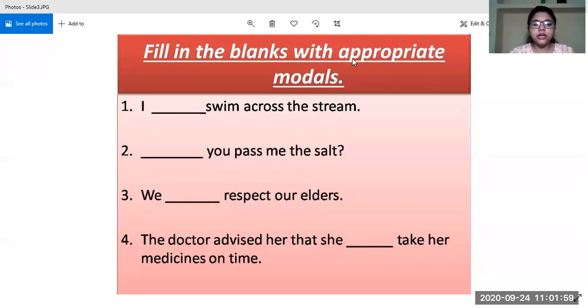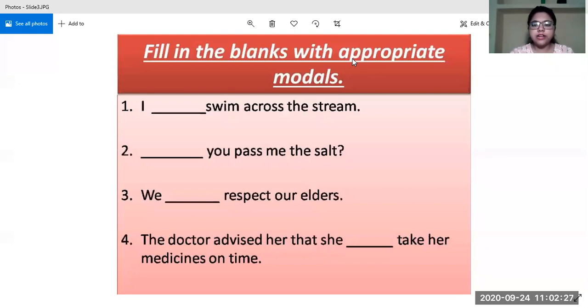Correct. Third, we dash respect our elders. Nandika. We should respect our elders. Yes, we should respect our elders. What else can be filled over here? We ought to. Okay, so we ought to can also be filled. Otherwise, should is also correct.